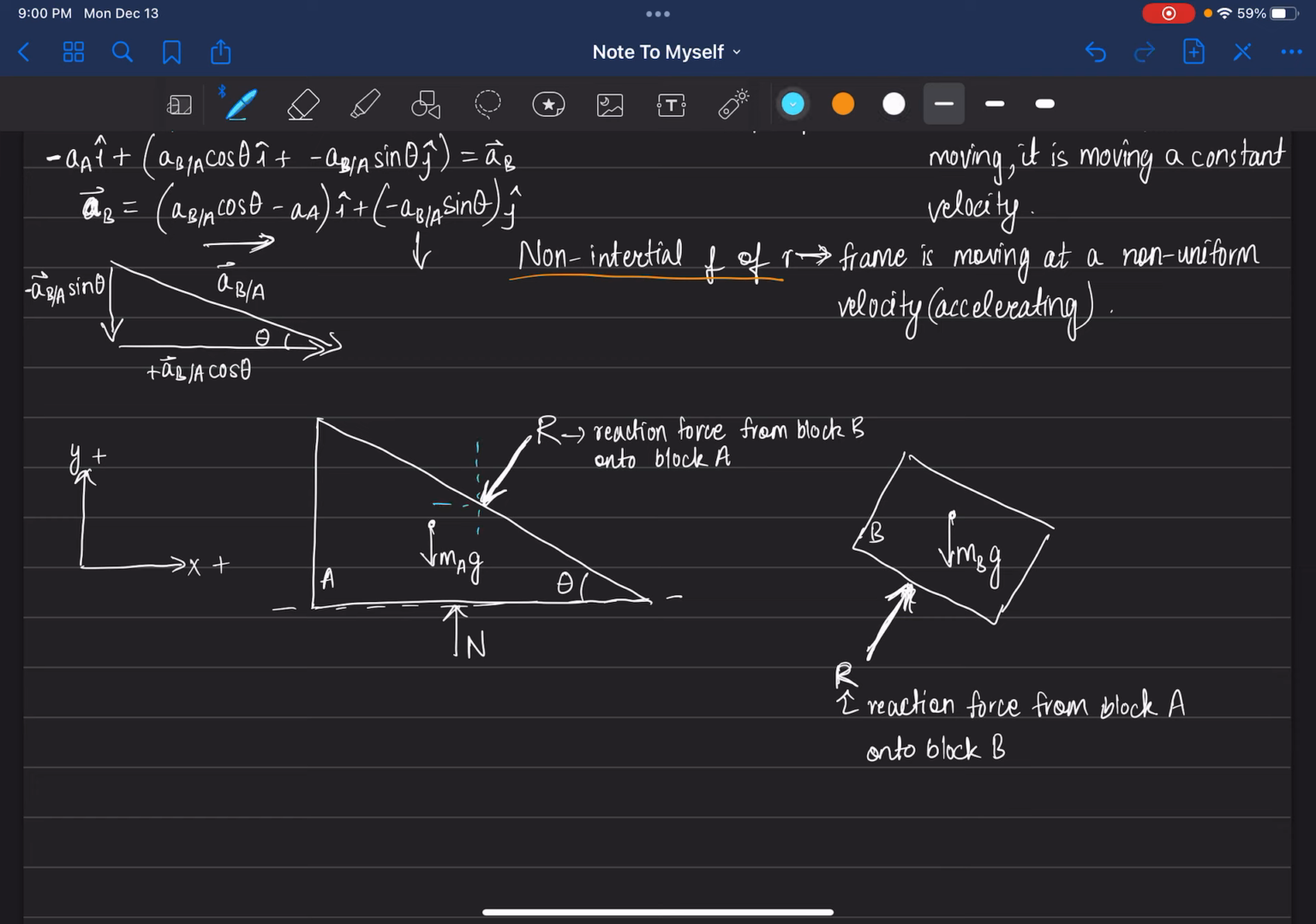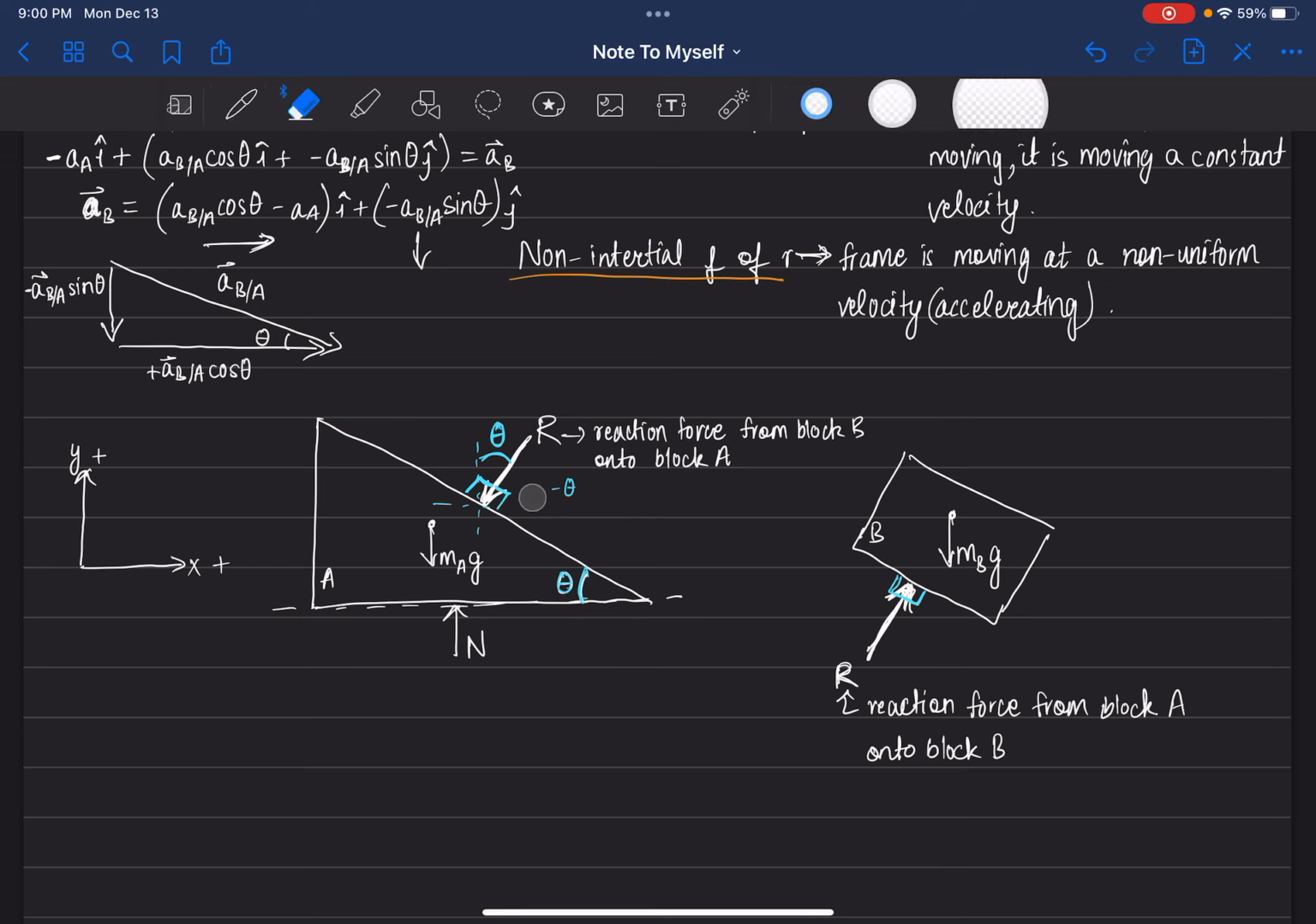So let's look at this. If this is theta, then this has to be theta. Now, one thing to notice is this R force, the reaction force from block A onto block B, or block B onto block A, is acting perpendicular to the surface. So if this is theta, then this will be 90 minus theta, then this will be theta. That's just basic geometry and a little bit of a trick, I guess. But hopefully that makes sense.